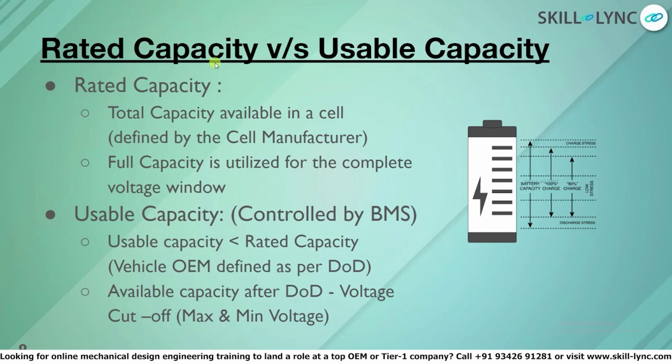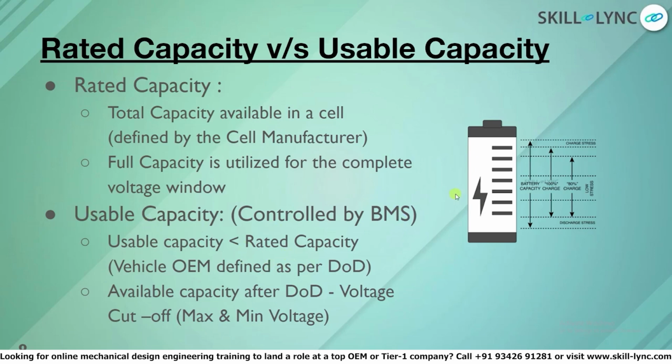But usable capacity is something which is controlled by the OEM who makes a battery pack, or by the BMS, or an engineer working on that cell, saying that I am going to limit the voltage window, and because of that the capacity is going to fall, but I am fine with it. Which means the usable capacity is going to be less than the rated capacity. That is mainly because of the voltage cutoffs which we apply. So that is the reason why we have a usable capacity lesser than rated capacity.